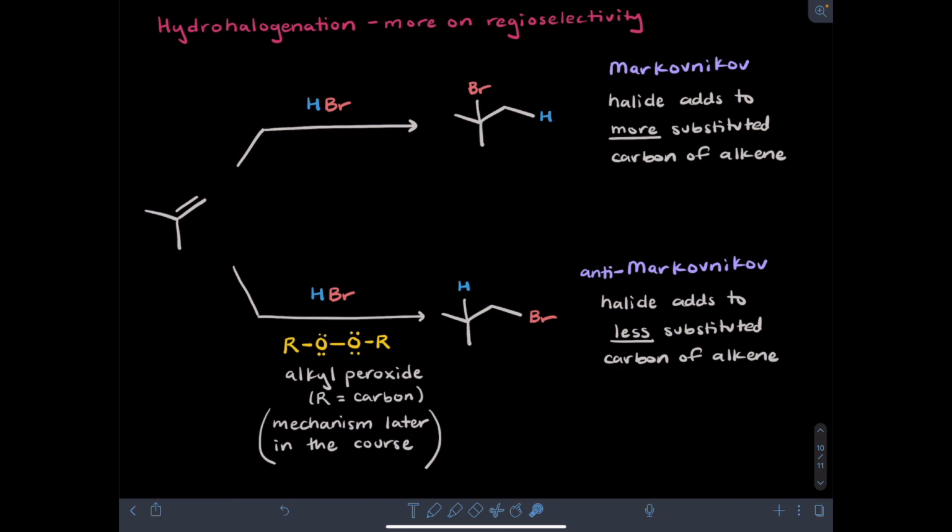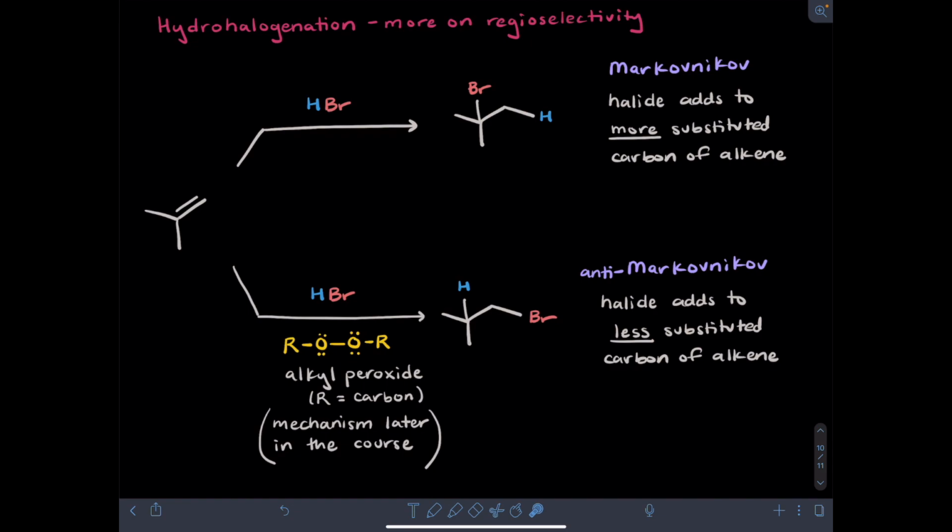What you do to promote this regioselectivity is you add an alkyl peroxide, written out as ROOR. You add this into your reaction. We're going to use this reaction as a useful way to get anti-Markovnikov addition of HBr, but it proceeds by a different mechanism, so I want you to be able to predict the product that would form, but we won't get to the mechanism until later in the course.